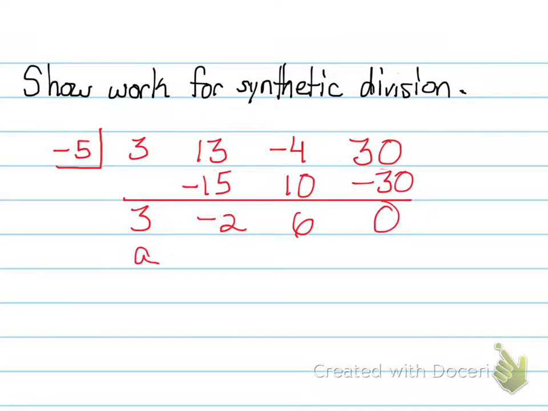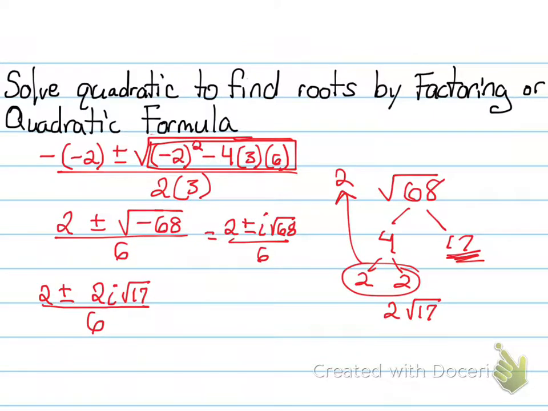So now this is my A, B, and C. So now I'm going to go ahead and plug into the quadratic formula. And remember, everything that's under the square root is what I type in the calculator. When I do that, I get -68. Remember, if it's a negative number under the square root, you have to take out an i in order to make it positive. That's why I have 2 plus or minus i square root of 68 over 6.